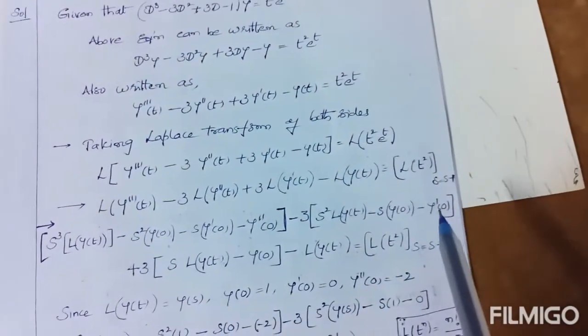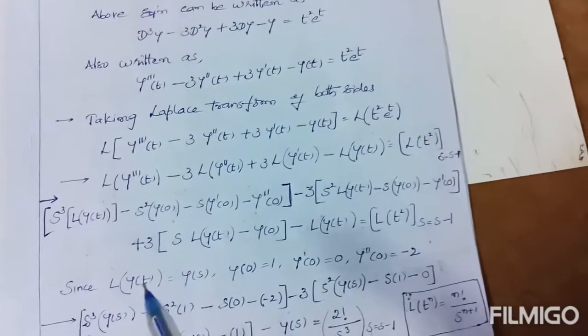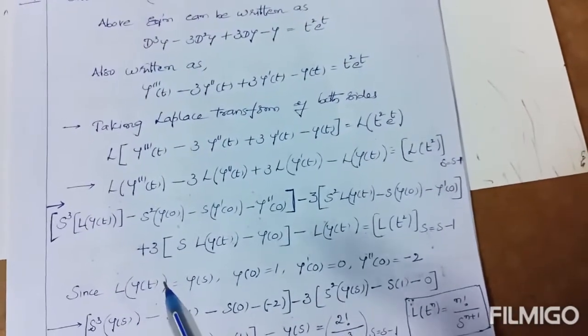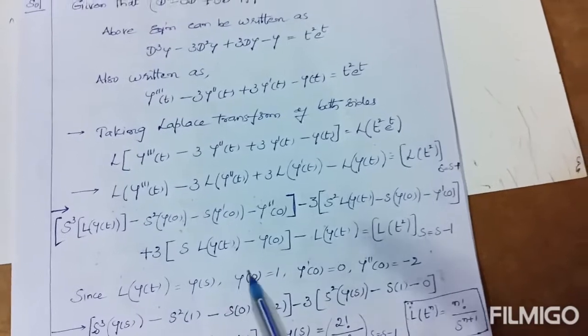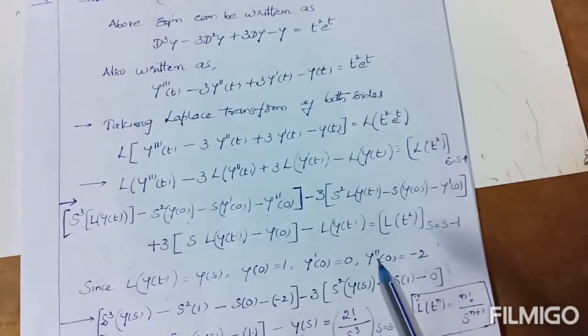Now L of t square with s equal to s minus 1. After that, the initial conditions. L of y of t is also written as y of s. Y of 0 value is 1. Y dash of 0 is 0. Y double dash of 0 equal to 2.